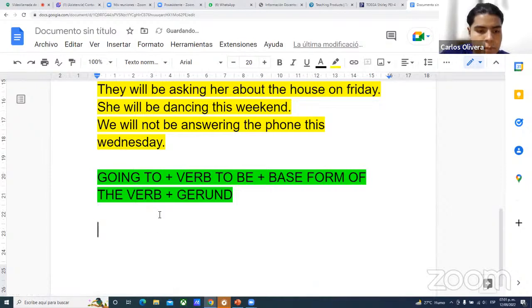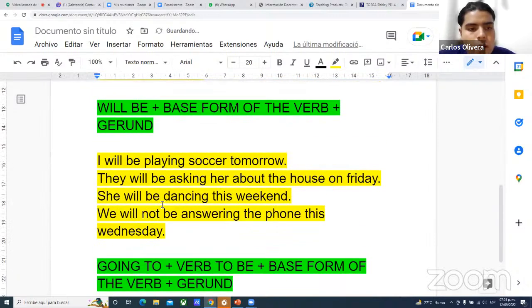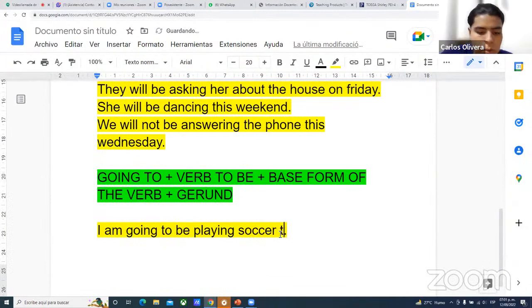For example, I am going to be playing soccer. Remember that this is the same sentence that we used in the beginning, right? Yeah. I will be playing soccer tomorrow. Oh, soccer tomorrow. That word lacked.